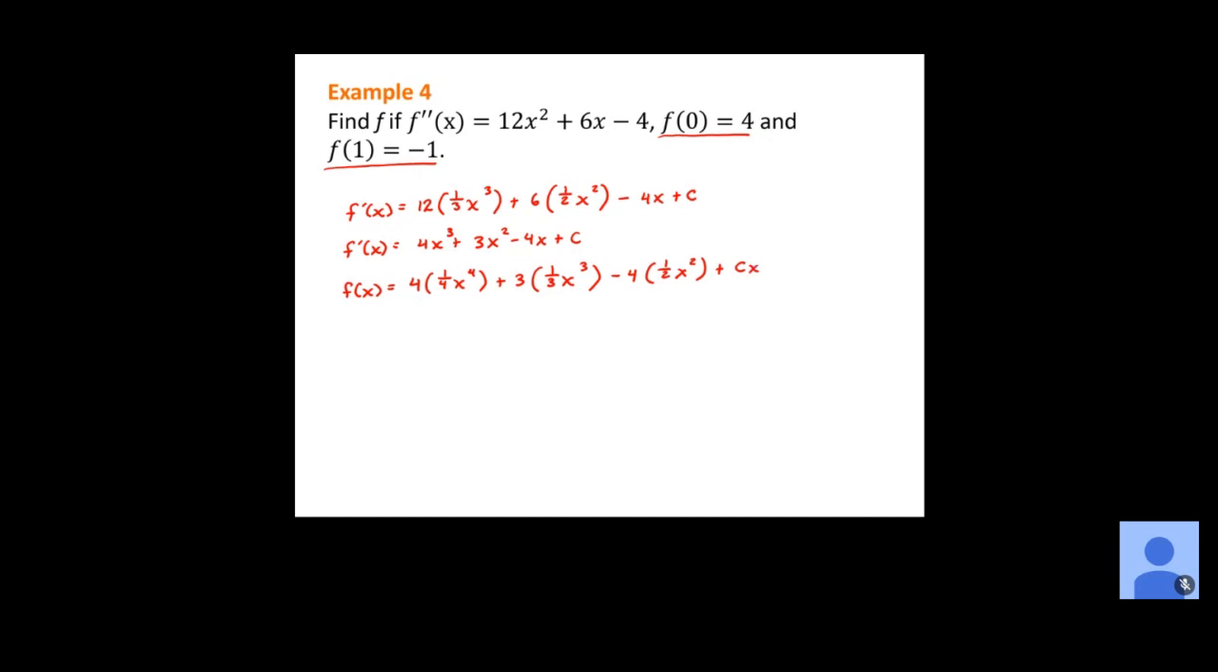Right? Because just like the 4 before gave us a 4x, in this case the c is going to give us a cx. And then we need some other arbitrary constant down here, and so we can just use d in this case as our second arbitrary constant. Any questions about how I got any of those?